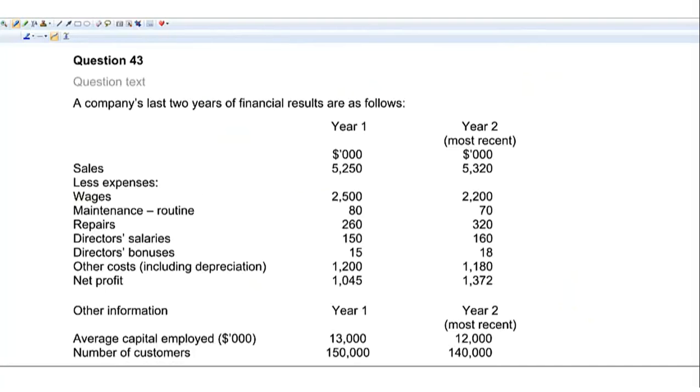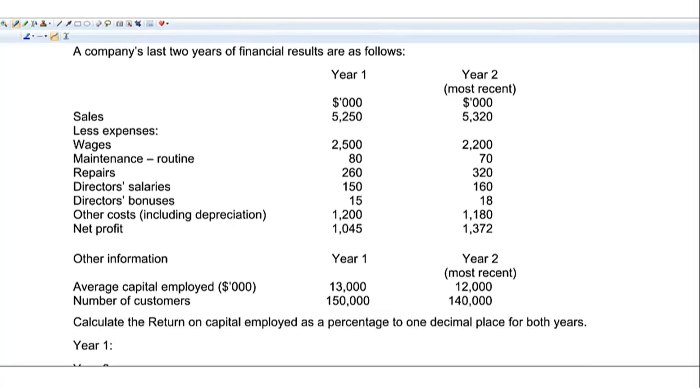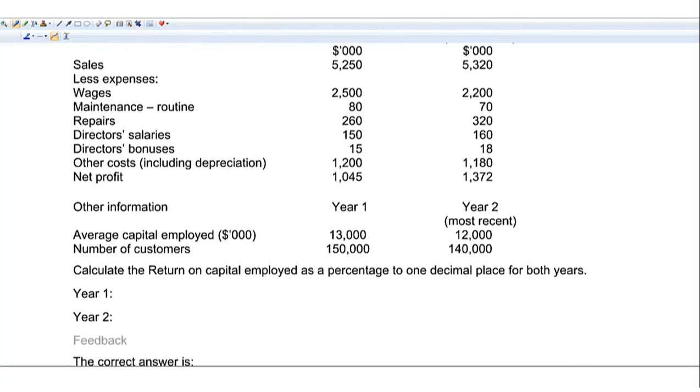Question 43 is from the performance measurement part of the syllabus. This area of the syllabus could test your understanding of any of the ratios, and you could be asked in a question to calculate a number of different ratios. Question 43 asks us to specifically calculate a ratio called the return on capital employed. Return on capital employed is a key ratio and one that I would definitely be comfortable with in your F2 paper. The question asks us to calculate it as a percentage, and a percentage stated to 1 decimal place for both years.